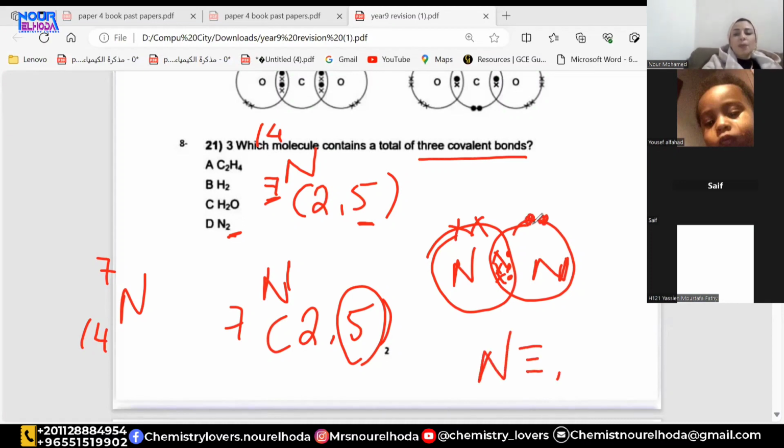So nitrogen has a triple covalent bond, meaning it has 3 covalent bonds. That's why I will choose D.